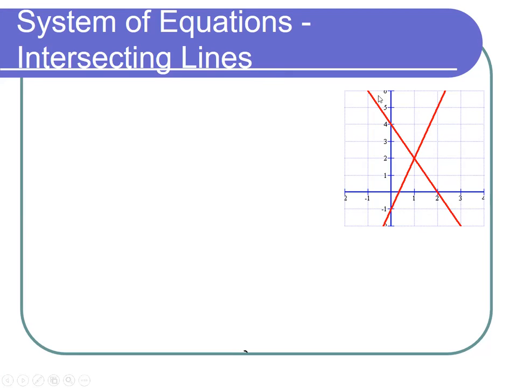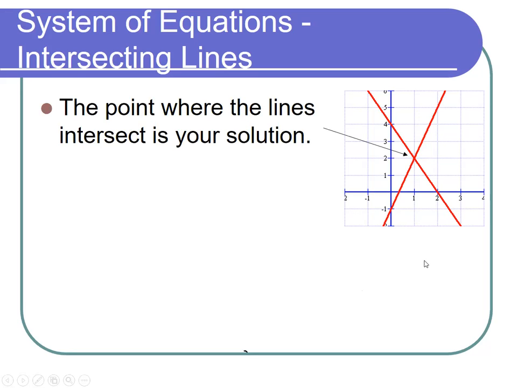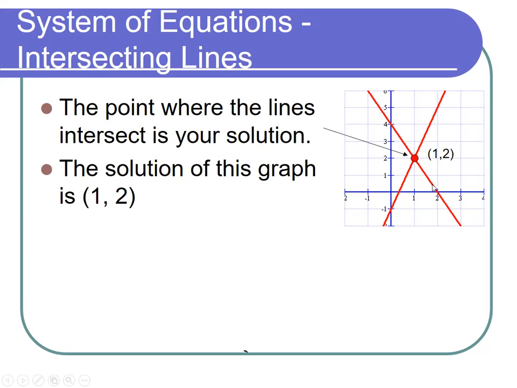We know lines that intersect cross each other, and they have a point of intersection. The point where the lines actually cross or intersect is the solution. So the whole goal is to find out at what point they cross. If we look at the graph here, we can see that they cross right here, at the point (1, 2), your x and your y.